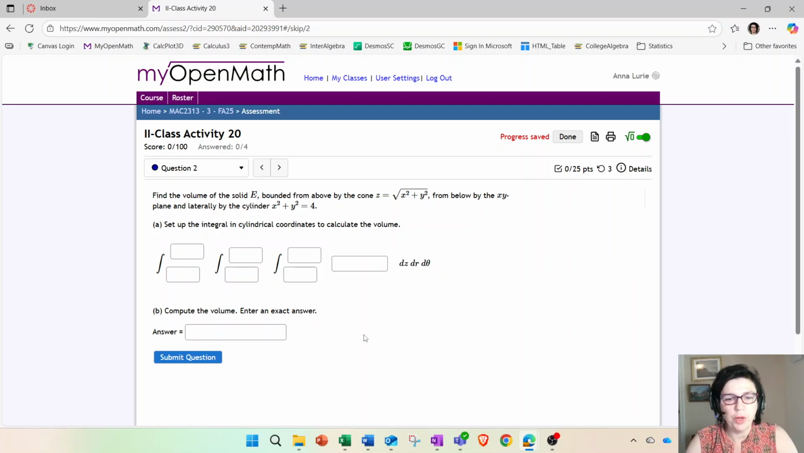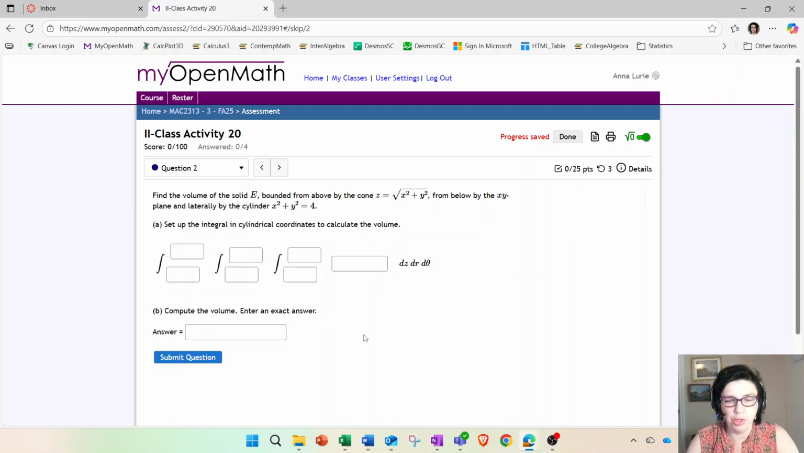In this video, we are going to take a look at computing the volume of a solid that is bounded from above by the cone with the equation z equals square root of x squared plus y squared, and from below by the xy plane, which hopefully you remember has equation z equals 0, and then laterally, which means from the side, by the cylinder x squared plus y squared equals 4.